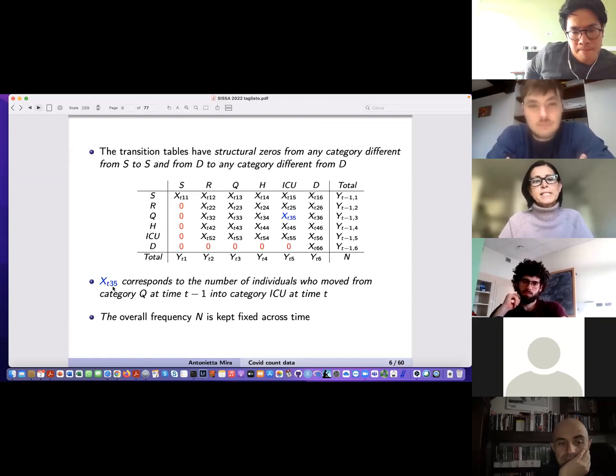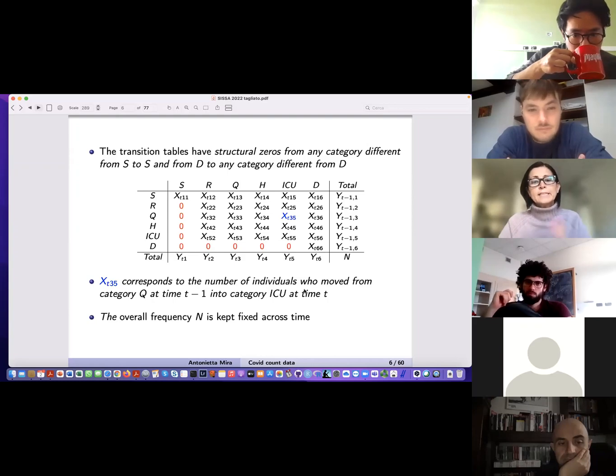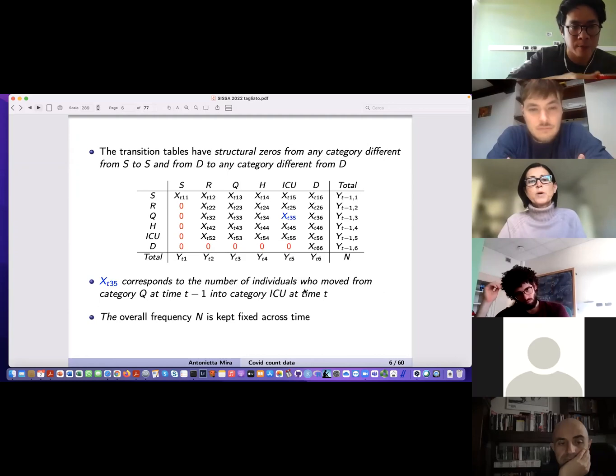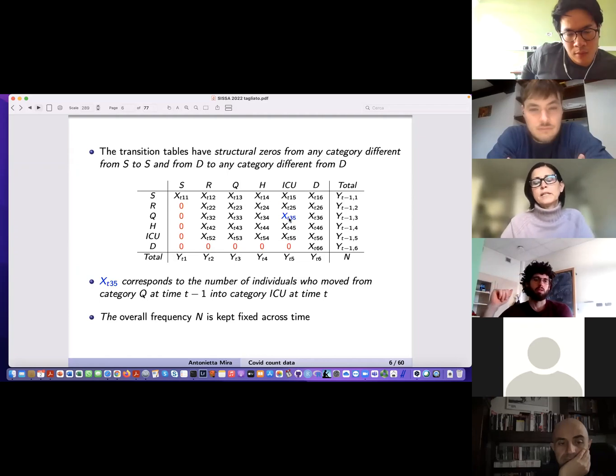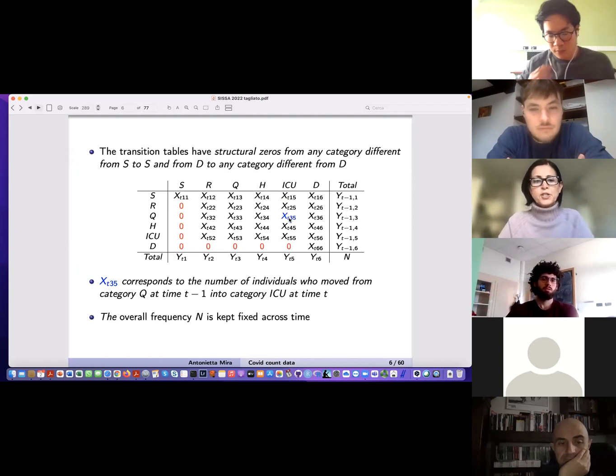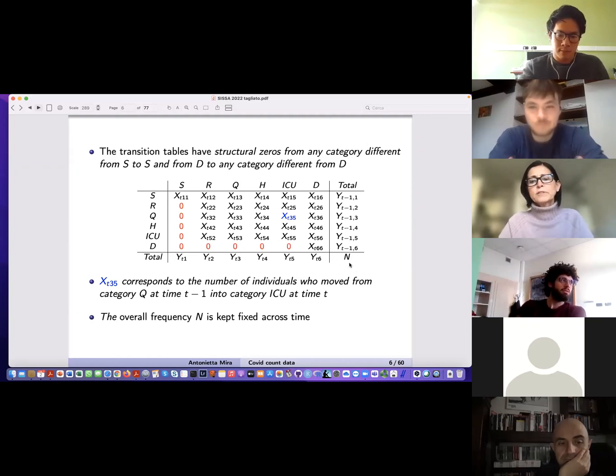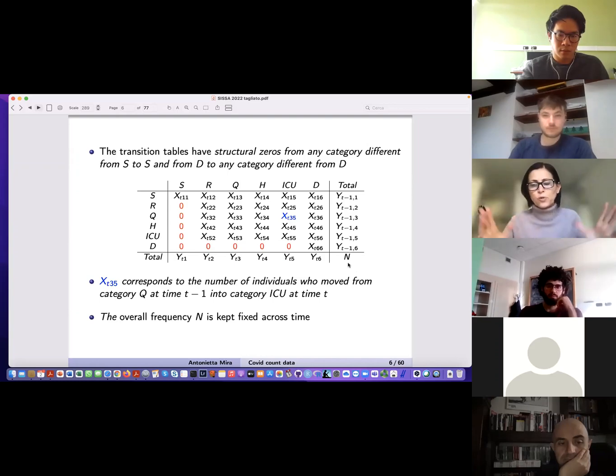So for example, X_{t,3,5} corresponds to the number of individuals who were at time t-1 in category Q, quarantined, and moved to ICU, so hospitalized in ICU. We let the overall count N be fixed across time. So we're assuming that Italy is a closed world. This is another assumption of the model.